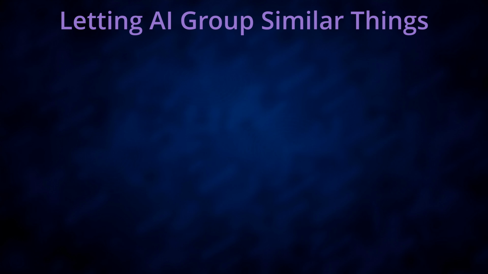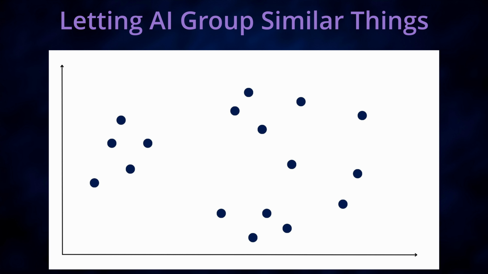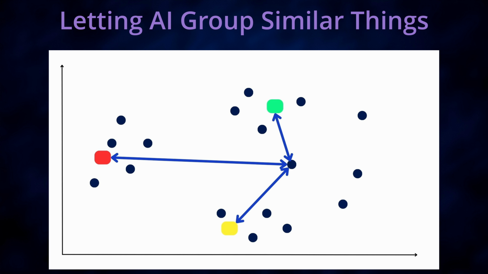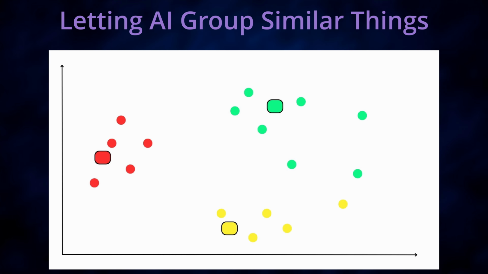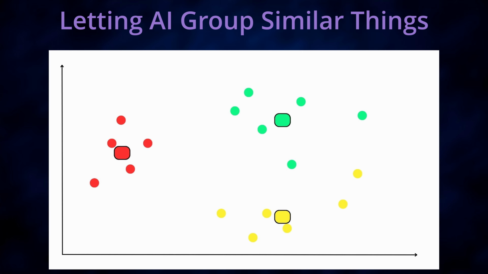Clustering, letting AI group similar things. The most famous family of unsupervised techniques is clustering. K-means clustering. Imagine placing K imaginary magnets across your data points. Each point sticks to its closest magnet. Then the magnets move to the center of their assigned cluster. Repeat until they stop moving. That's K-means.